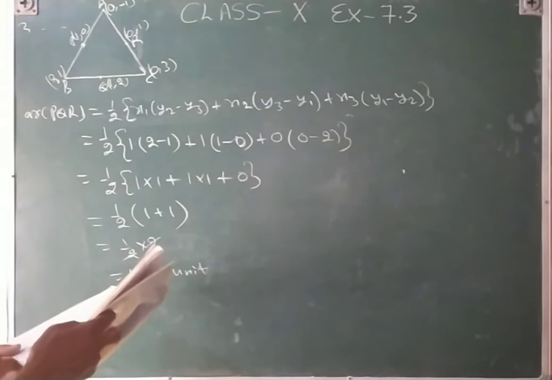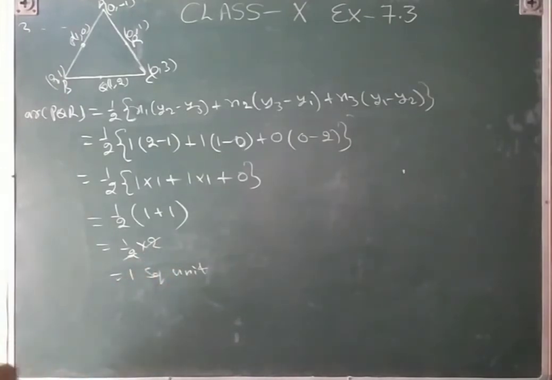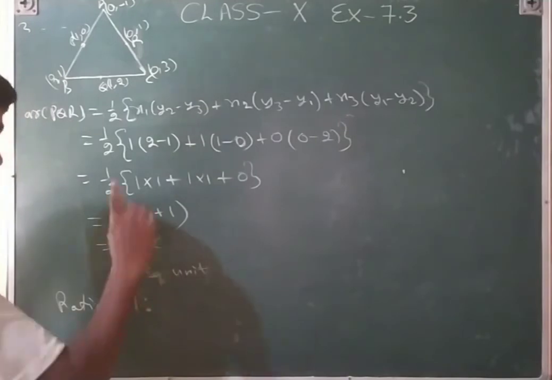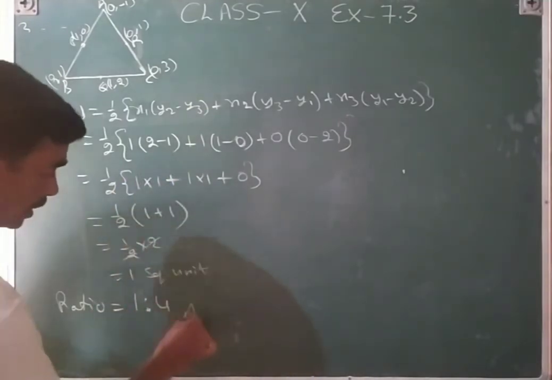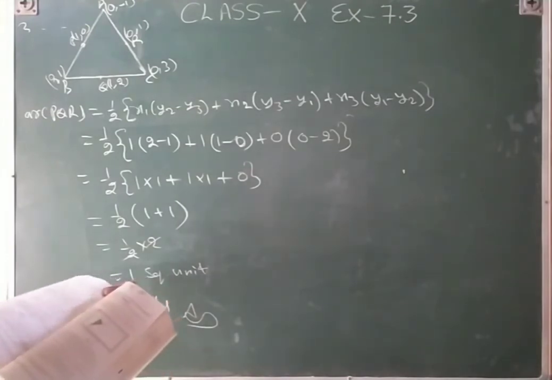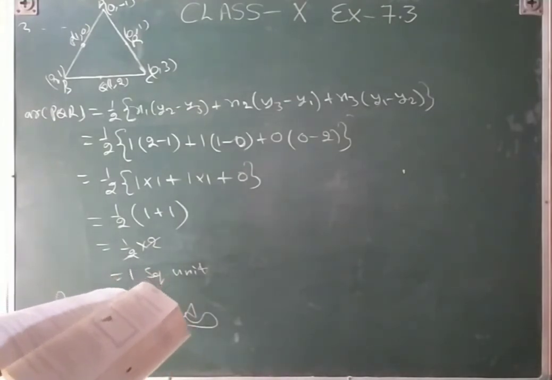Then again what is being asked: find the ratio of this area. So the ratio will be 1 ratio 4. The first answer was 4, that is the answer. And then the fourth question: find the area of the quadrilateral whose vertices are given there.